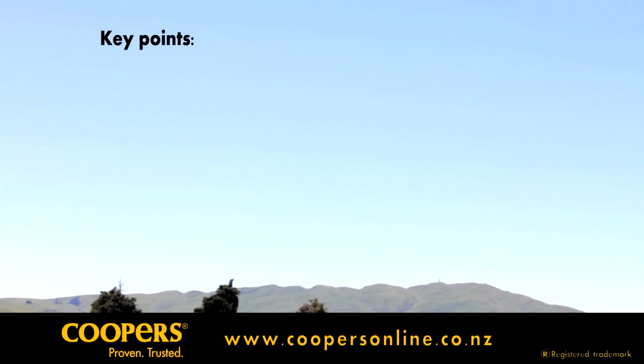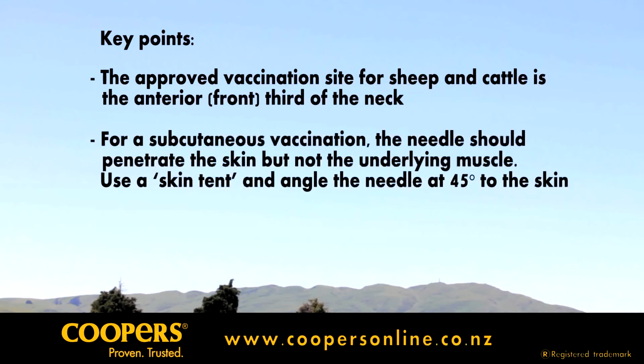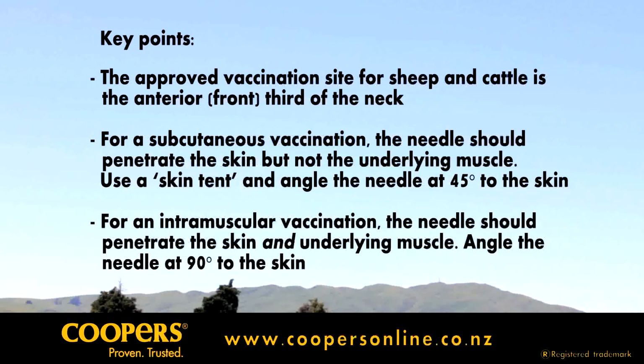The key points to remember are: the approved vaccination site for sheep and cattle is the anterior third of the neck. For a subcutaneous vaccination, the needle should penetrate the skin but not the underlying muscle. Use a skin tent and angle the needle at 45 degrees to the skin. For an intramuscular vaccination, the needle should penetrate the skin and underlying muscle. Angle the needle at 90 degrees to the skin.